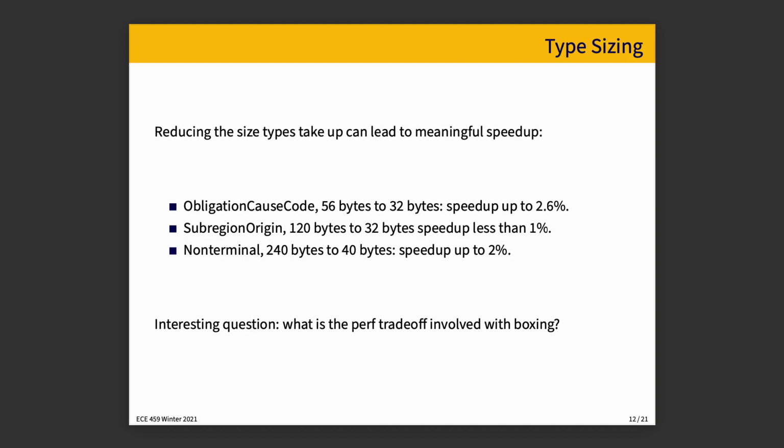Does it? Yeah, actually. So that does have some benefits. One of the pull request changes on here, and there are some links in the notes to the various pull requests, but number 64302 shrinks the obligation cause code type from 56 bytes to 32 bytes by boxing some variants, and produces a speed up of 2.6%.